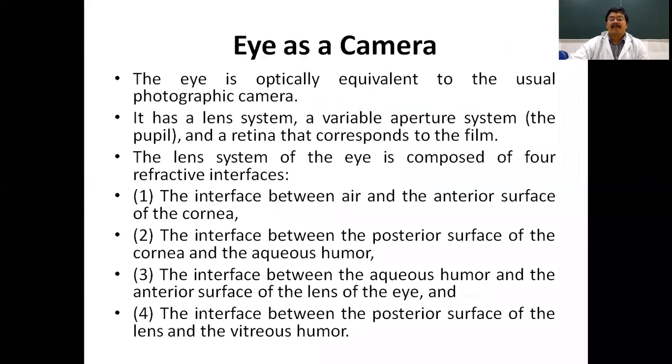The eye as a camera. As we looked at the convex lens earlier, the eye is optically equivalent to a usual photographic camera. It has a lens system.